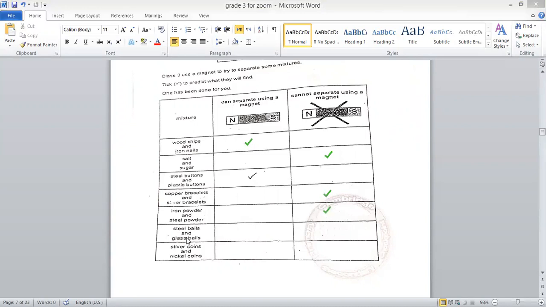Steel bowls and glass bowls. Steel is a magnetic material, it will be attracted to a magnet. Glass is a non-magnetic material, it will not be attracted to a magnet, so this mixture can be separated using a magnet. Silver coins and nickel coins. Silver is a non-magnetic material, nickel is a magnetic material. So silver will not be attracted to a magnet, while nickel will be attracted to a magnet, so this mixture can be separated using a magnet.